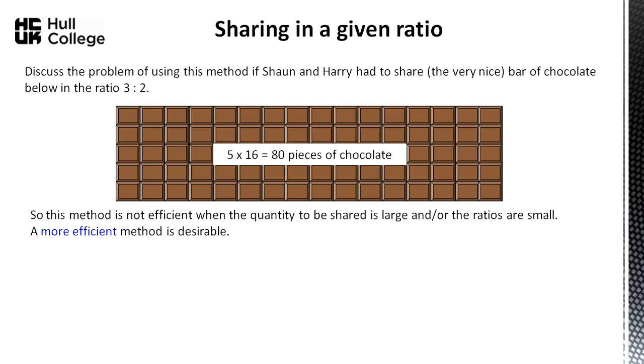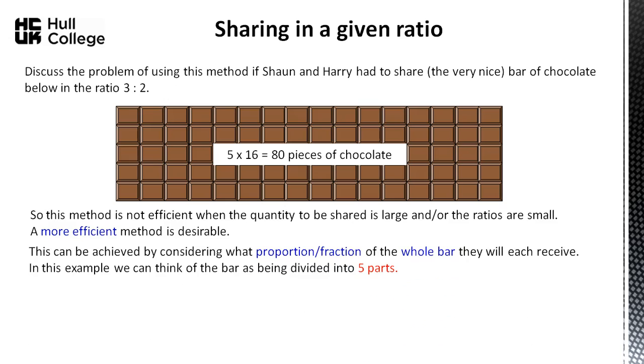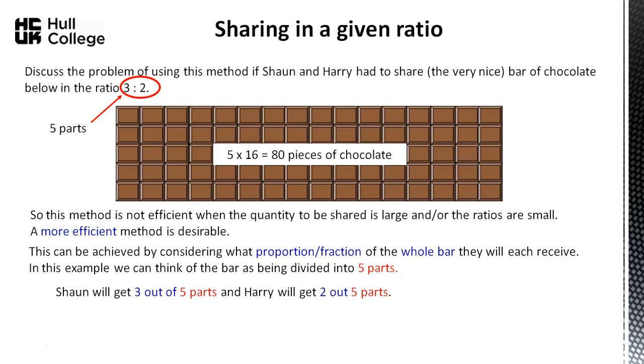When the quantity to be shared is large or the ratios are small, a more efficient method is desirable. This can be achieved by considering what proportion or fraction of the whole bar they will receive. In this example, we can think of the bar as being divided into 5 parts, because here's the ratio 3:2. 3 add 2 is 5 parts. Sean will get 3 out of the 5 parts and Harry will get 2 out of the 5 parts.